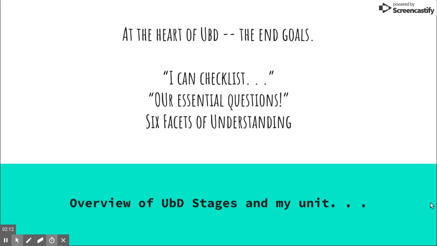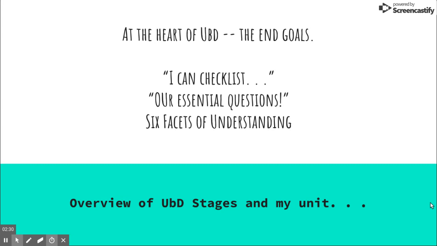So as I'm about to jump over and show you from my template, something that you may notice if you were to look through my unit is I provide my students, and have always provided my students, with an I can checklist. Now, this upcoming school year, I will include our essential questions in that checklist.